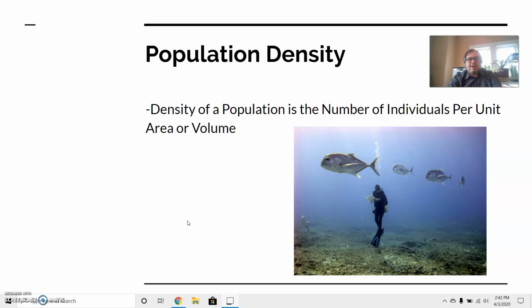You could do the same thing when you're talking about land animals, usually per unit of area. You start talking about square miles. If you have someone who's researching animals that live in a field or in a forest, they usually survey a certain area of square miles and they count a certain number of individuals within that area.